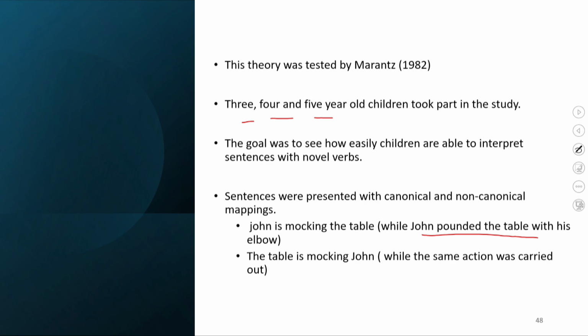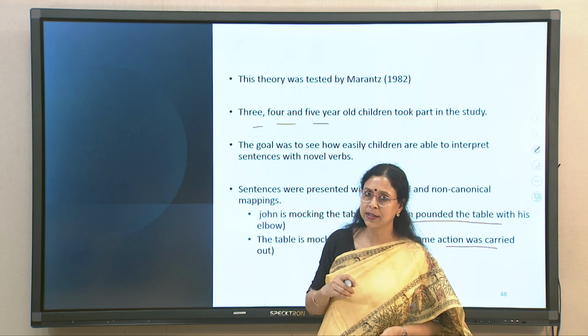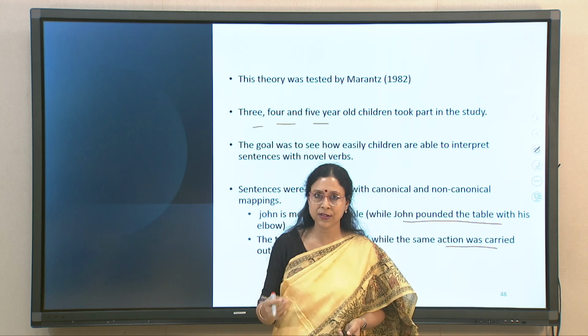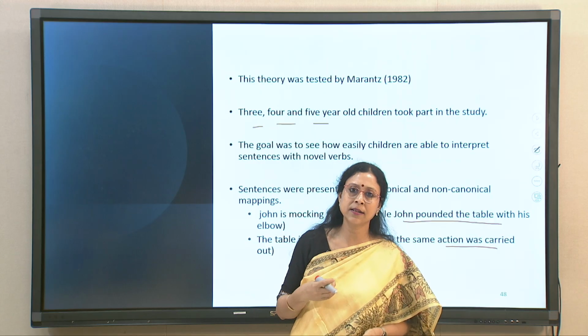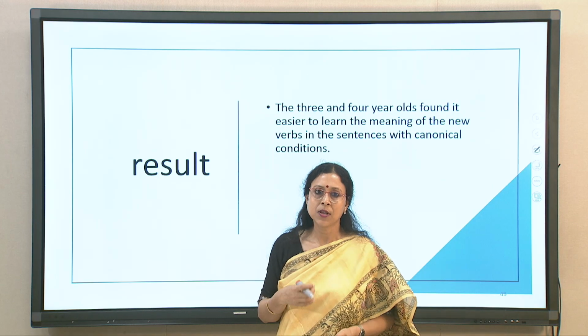Now, there are other sentences also. "The table is mocking John" while the same action is being carried out. This is where the situation is reversed. When you say "John is mocking the table" and John is actually carrying out some action, it is easy to map the syntactic role on the thematic role because it is happening right there. But in the second sentence, this is not happening. What is happening is actually the reverse. So, the idea was to see if children are able to interpret the second sentence as opposed to the first sentence. So, what was the result?